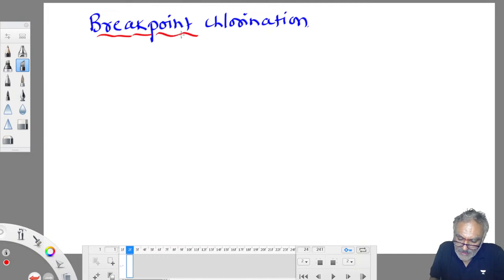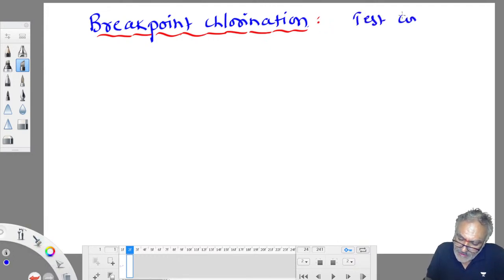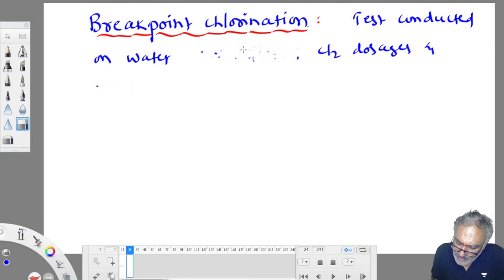It is a test conducted by adding different doses of chlorine to water and finding the respective residuals against the dose. Then we make a plot. From there we come to know the break point. Generally we add chlorine beyond break point. So any dose added beyond break point is called break point chlorination.